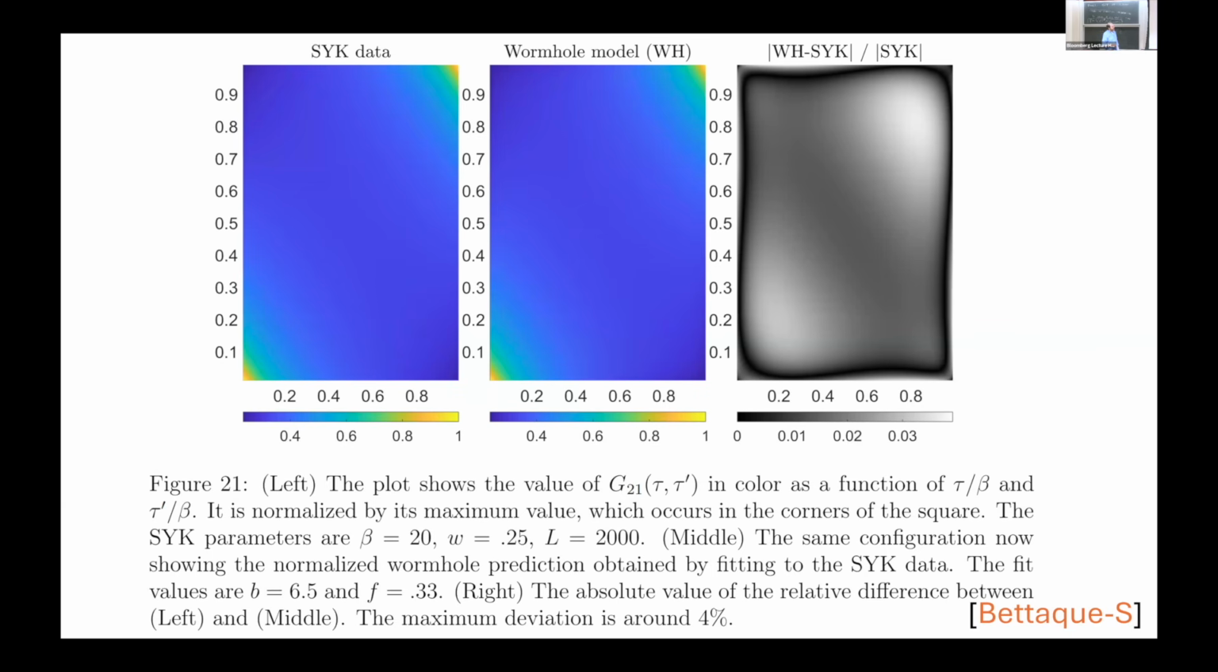We can of course quantify this. Here's a top-down view. This is the same thing, but with slightly more discretization in time. Here's the SYK data, here's the wormhole model, and this is the residual relative to the SYK answer, the ground truth. From this color bar and this grayscale bar down here, you can see the biggest deviation is about 4%. So just by adjusting these two parameters, we can fit the SYK data with this very simple bulk model to about 4% accuracy. Given that beta equals 20 is not that deep into the conformal regime, I don't know if we should expect to do a lot better than this at this value of beta.